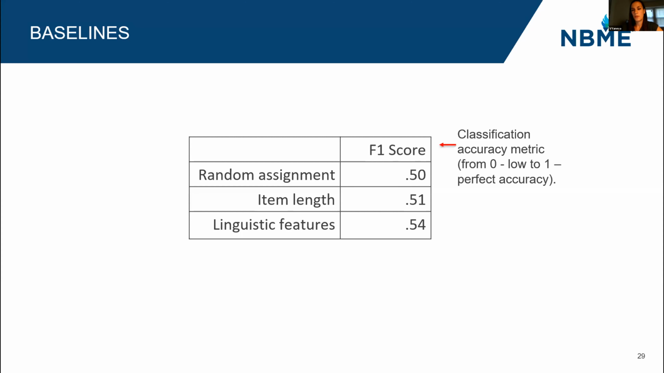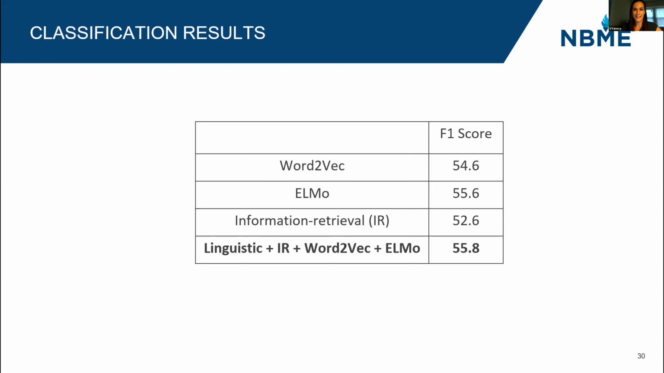The reason why we use the linguistic features as a baseline is because we are interested in understanding what the other types of predictors add on top of linguistic characteristics of the item. So basically surface features of the language that was used to describe the item. And the result is here.